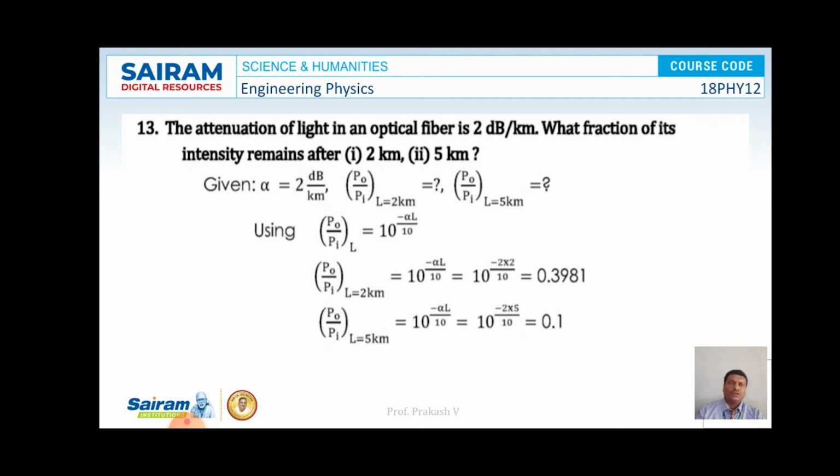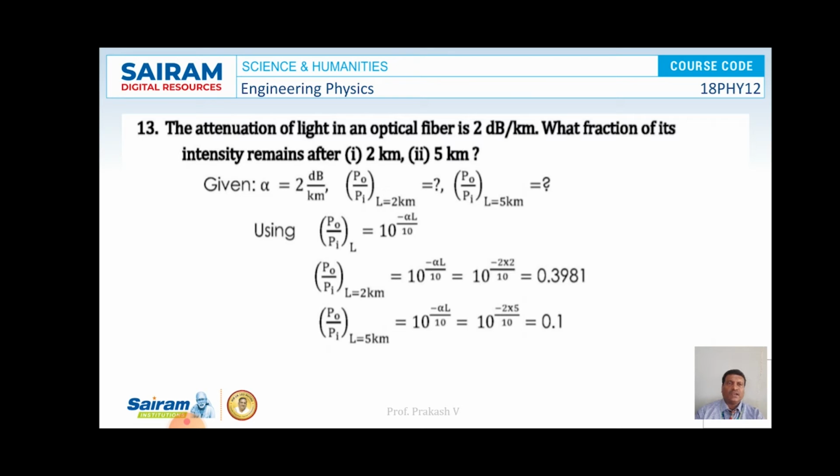So we know that P naught by Pi at certain value of L is equal to 10 to the power minus alpha L by 10. So P naught by Pi at L is equal to 2 kilometer is given by substituting 2 kilometer in place of L. So that is equal to 10 to the power minus 2 into 2 by 10. So on simplification, the value becomes 0.3981.